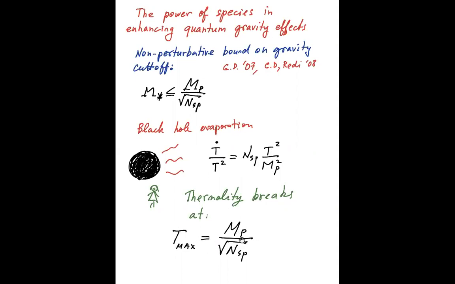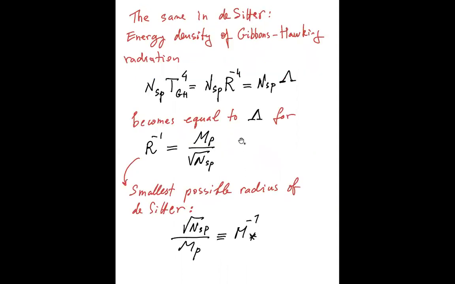And the maximal temperature is m Planck divided by number of species. There is a very similar story in de Sitter. So in de Sitter, you can also ask this question: how high should be the de Sitter curvature before the thermal energy of produced species overcomes the energy density of the cosmological constant that created de Sitter in the first place? Of course, this is absurd. This cannot happen. And this gives you a bound.